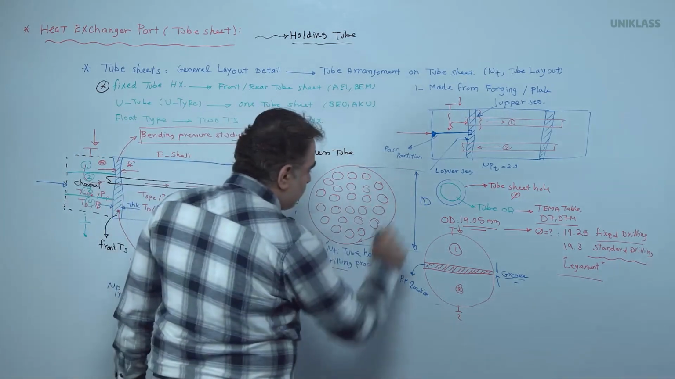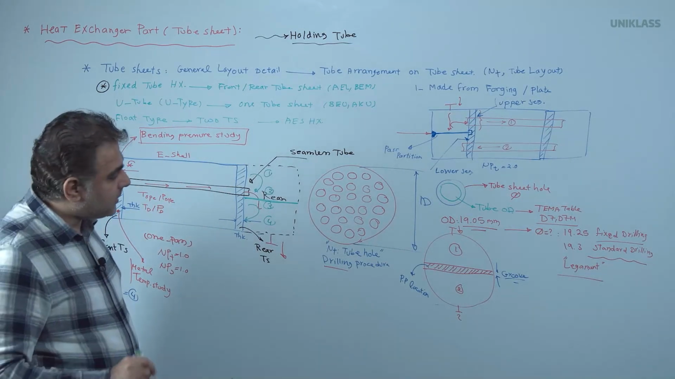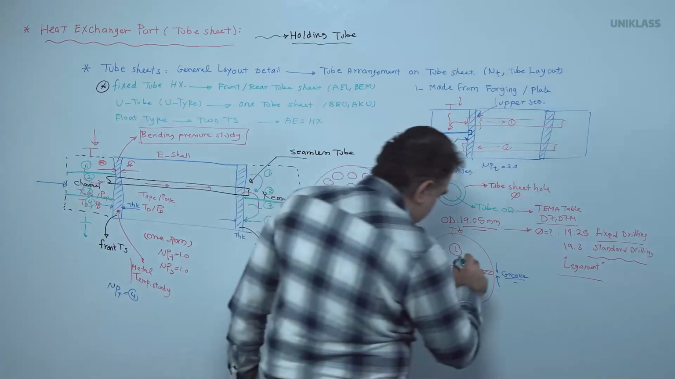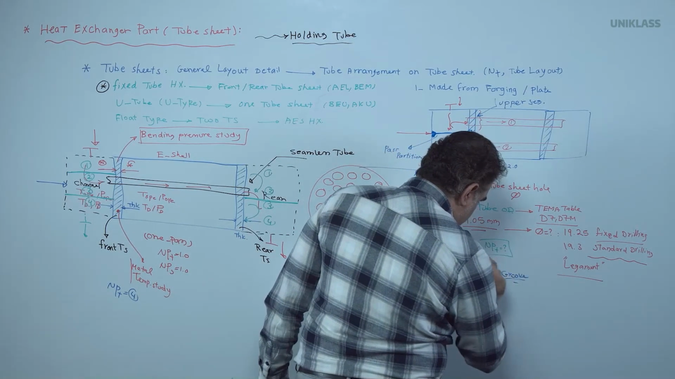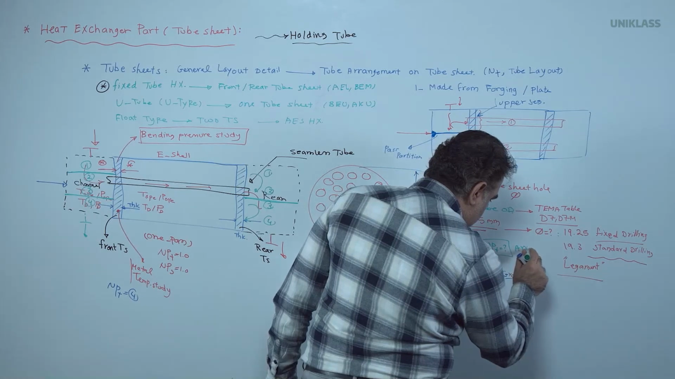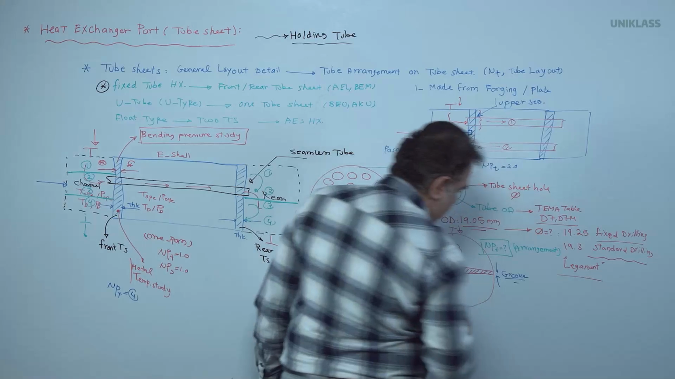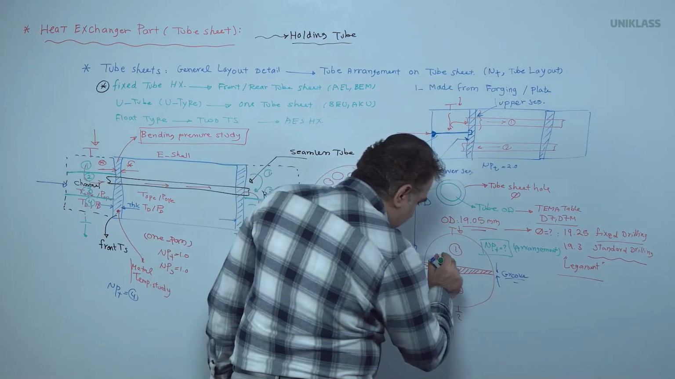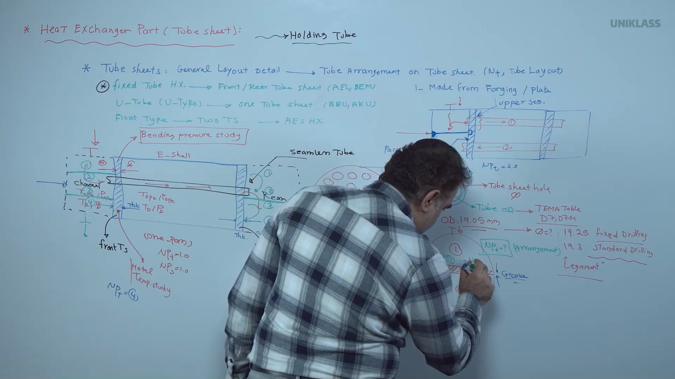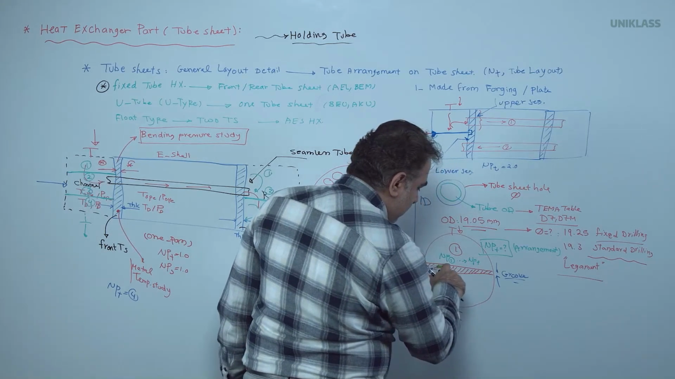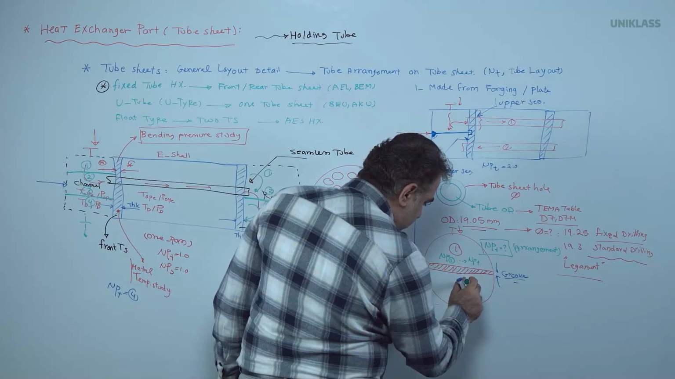When we talk about the tube layout on the tube sheet detail drawing, this is provided by the process engineering team. We shall know the number of tube paths and arrangement. We shall know how many tubes are available in path 1, the number of tubes in path 1, and how many tubes are available in path 2.